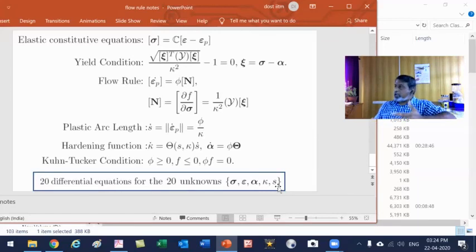You can use MATLAB, you can use any other software, it does not matter. But it essentially is solving the 20 differential equations with 20 unknowns with a specification within this of either stress variation or strain variation, or probably a combined one.